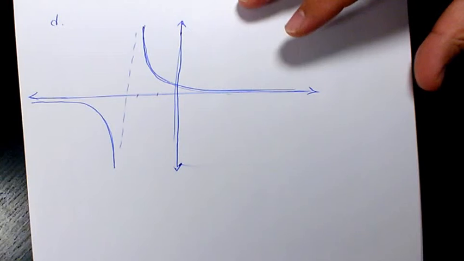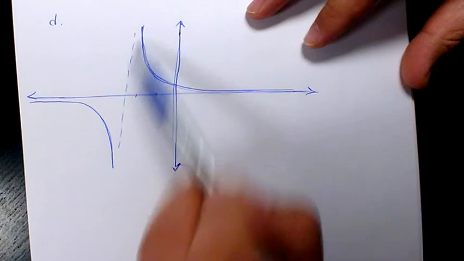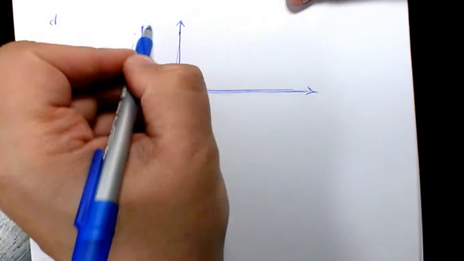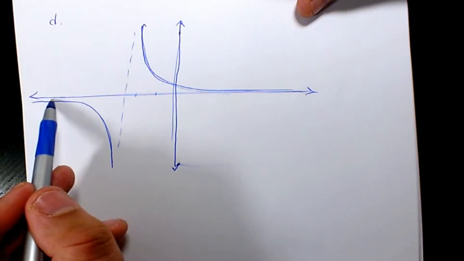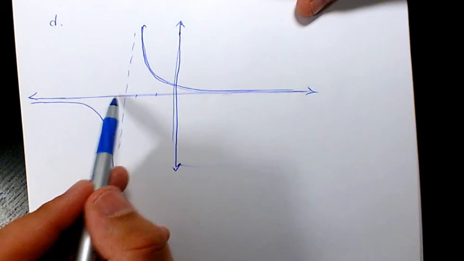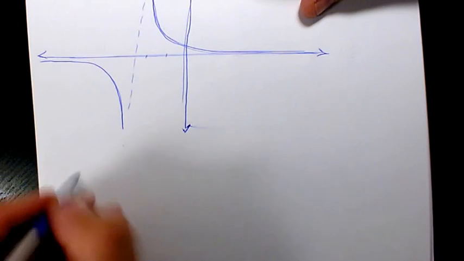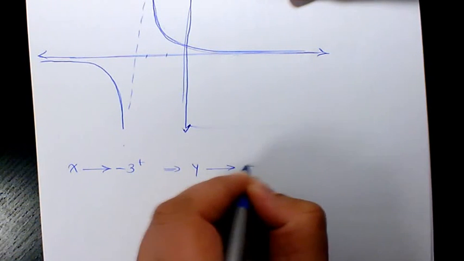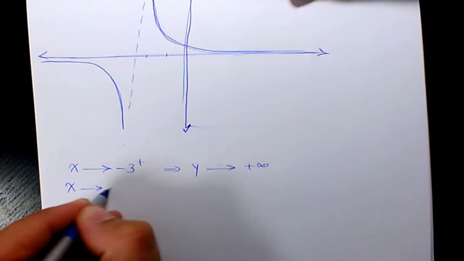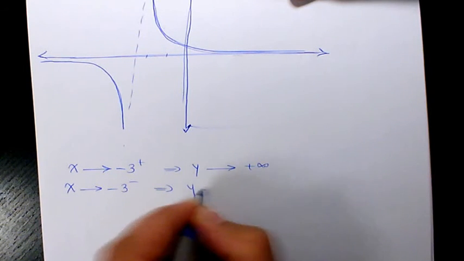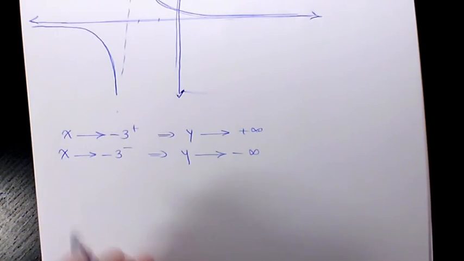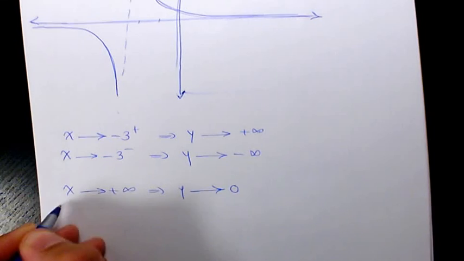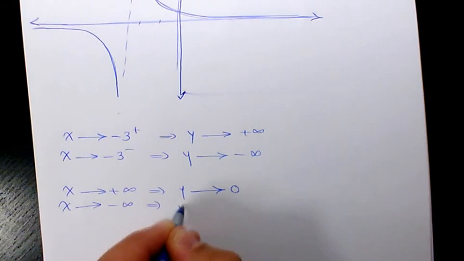So let's find the behavior now. When x approaches negative 3 from the right hand side, y approaches positive infinity. And when x approaches negative 3 from the left hand side, y approaches negative infinity. When x approaches positive infinity, y approaches 0. When x approaches negative infinity, y approaches 0.